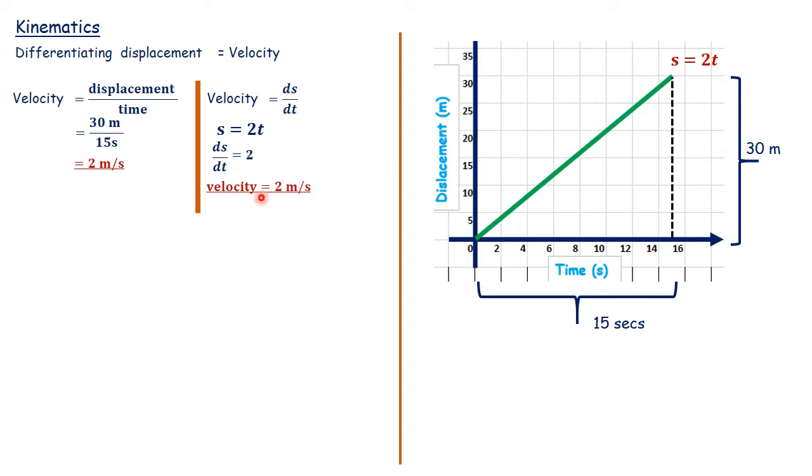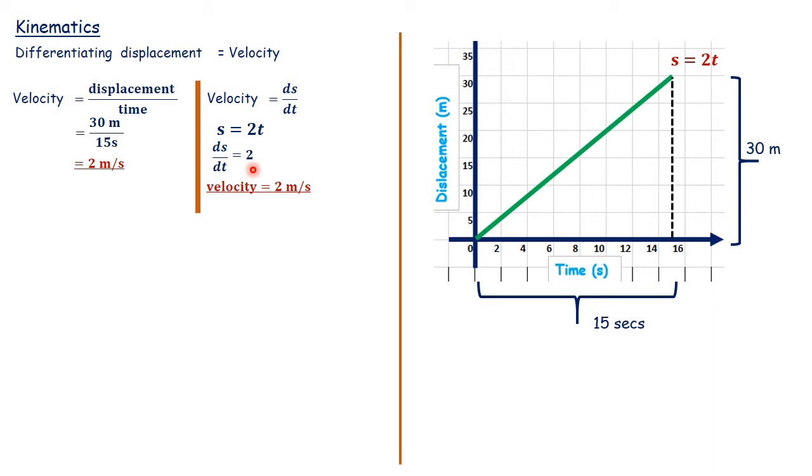This answer is the same as the answer we got here, and therefore that solidifies my statement that differentiating displacement with respect to time gives us velocity. This is true even for complex functions. Say if it was a curve, not a straight line, the velocity would be arrived at in that particular way. Although that time the answer would not be a number, it would be another function, a velocity function.